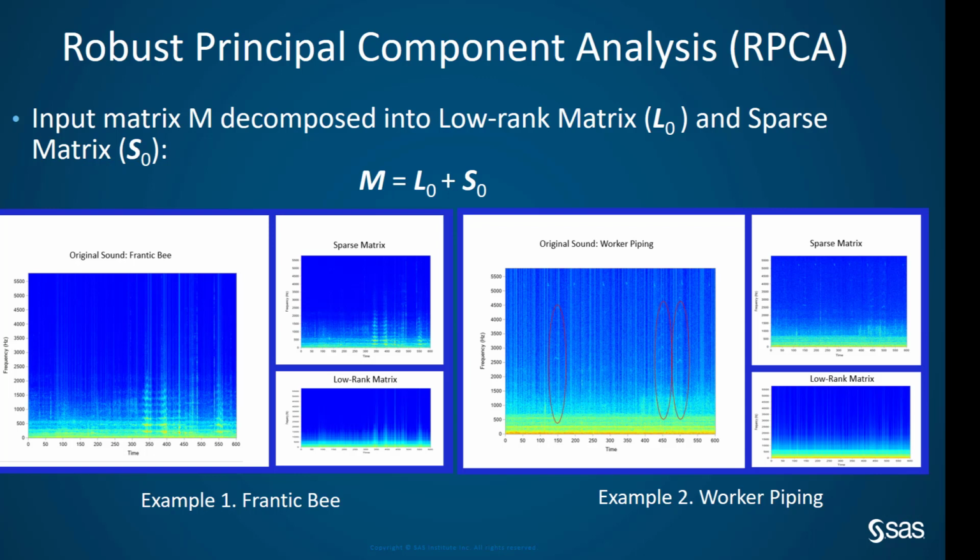In our case, RPCA applied to the spectrogram is quite successful in separating the background and foreground sounds in the beehives. Here we have two examples. One is a frantic bee sound, and the other is a worker bee piping sound. By applying RPCA to the original spectrogram, you can see the sounds we're interested in show up in the sparse matrix, but not in the low-rank matrix.